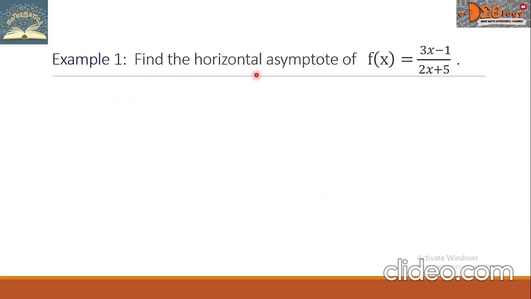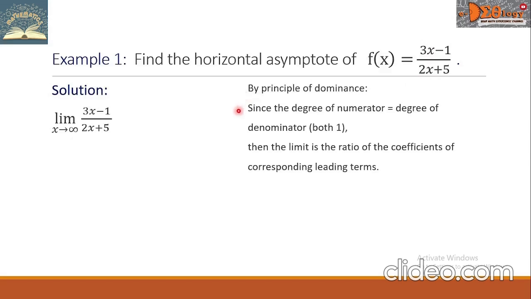Example 1. Find the horizontal asymptote of f of x equals 3x minus 1 over 2x plus 5. Let us take the limit of this function as x approaches infinity. By principle of dominance, since the degree of numerator equals degree of denominator, both degrees equals 1, then the limit is the ratio of the coefficients of corresponding leading terms. In the numerator, the leading term is 3x, so the coefficient is 3. In the denominator, the leading term is 2x, so the coefficient is 2. Thus, 3 over 2 is the limit. Then, the horizontal asymptote is y equals 3 over 2.